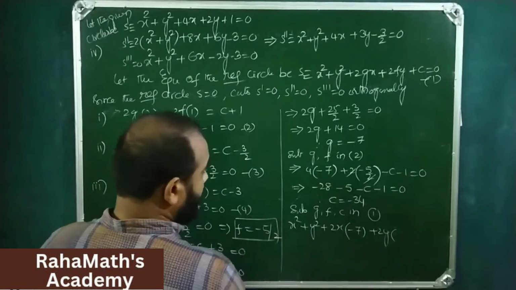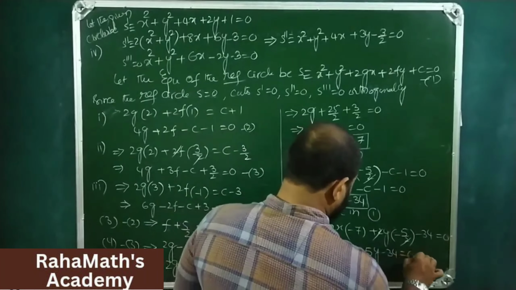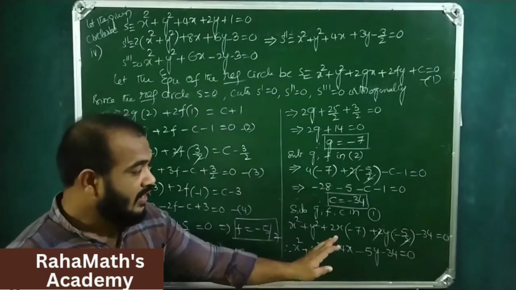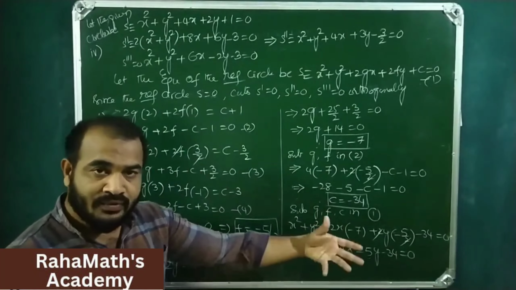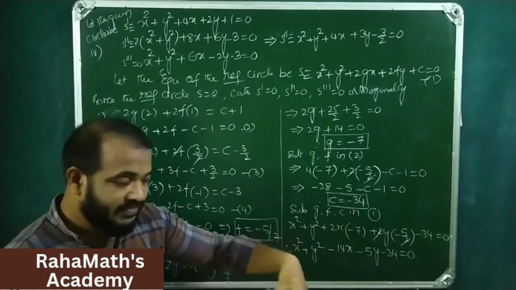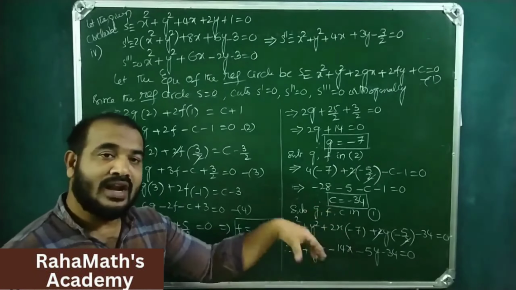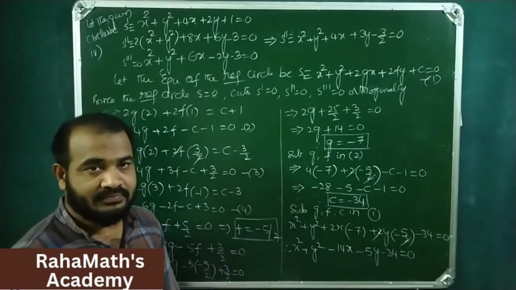Minus 5 by 2. C value is minus 34 equals to 0. 2 gets cancelled. Therefore, x square plus y square minus 14x minus 5y minus 34 equals to 0. This is one method, and let us now solve this problem in the present method that we are discussing, through the radical axis, radical center type.